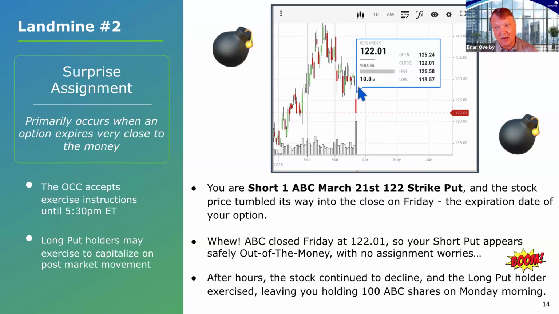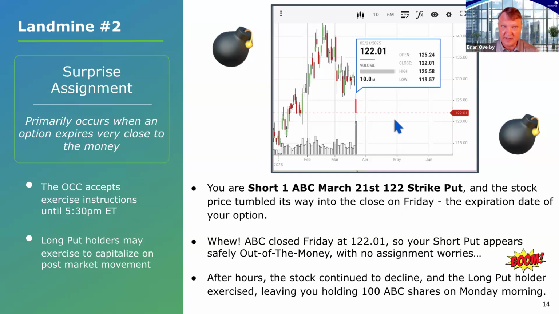Market was way down. This was an earnings report. Ended up closing right down here, 122.01. It actually drifted a little bit lower during the day, down towards 120. Came back and closed right here. And you say, whew, I didn't get assigned on my put option. But guess what? As Richard points out, after hours, the stock still trades. And what happened here was the stock continued on down after hours and landed somewhere around the 121 level.